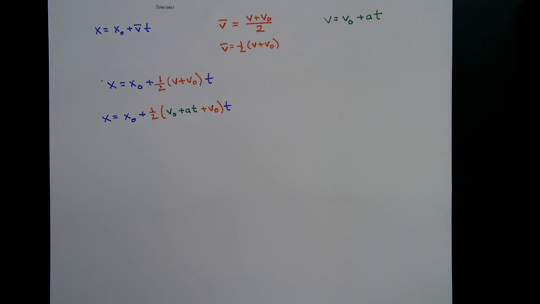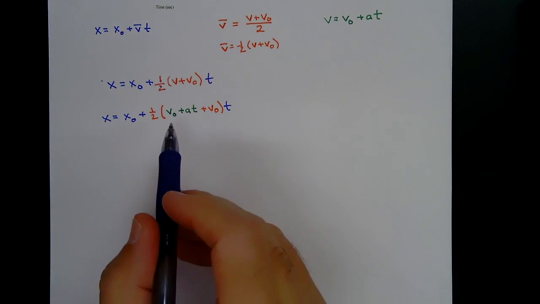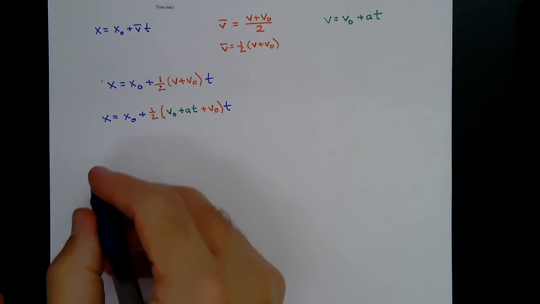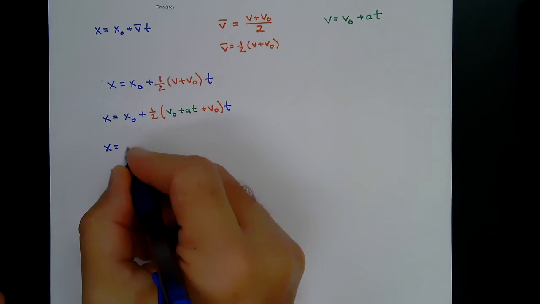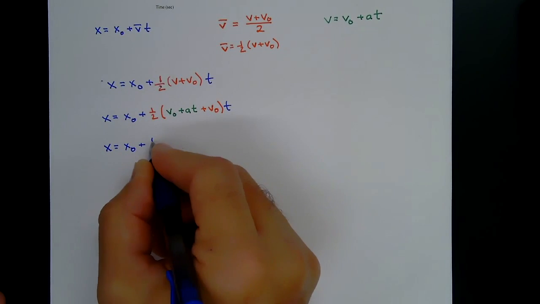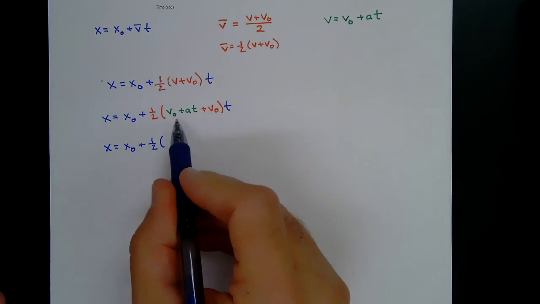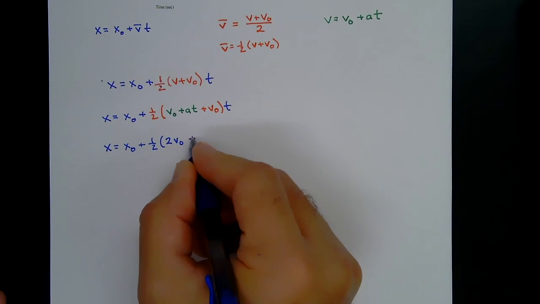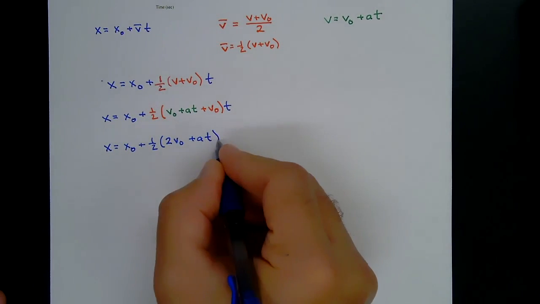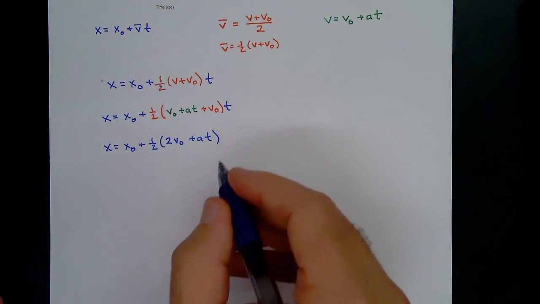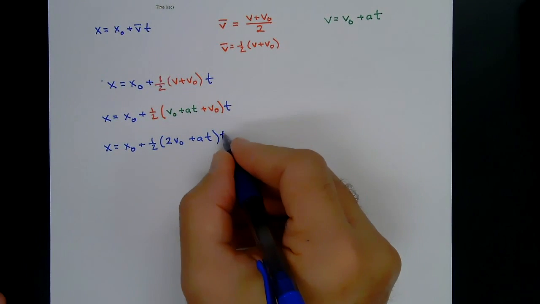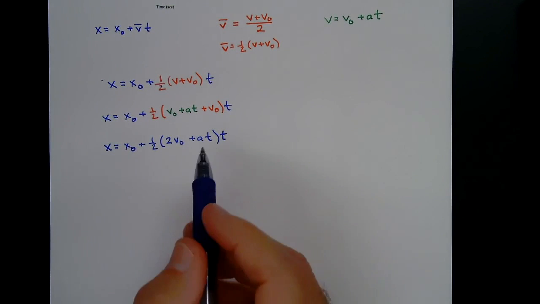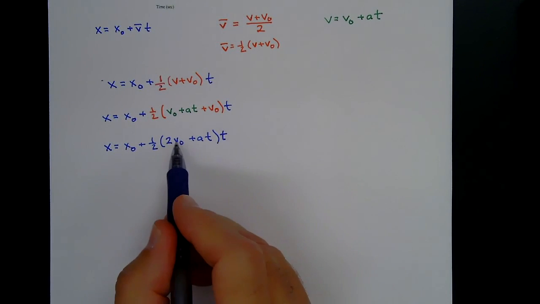So now what we can do is just mathematically clean this up. Because we have a V sub o here plus another V sub o, that makes 2 of them. So this becomes X is equal to X sub o plus 1/2 times 2 v sub o plus the acceleration times time, and then times another time out here. Now you could do this a couple different ways, but I'm going to distribute this t with each of these.